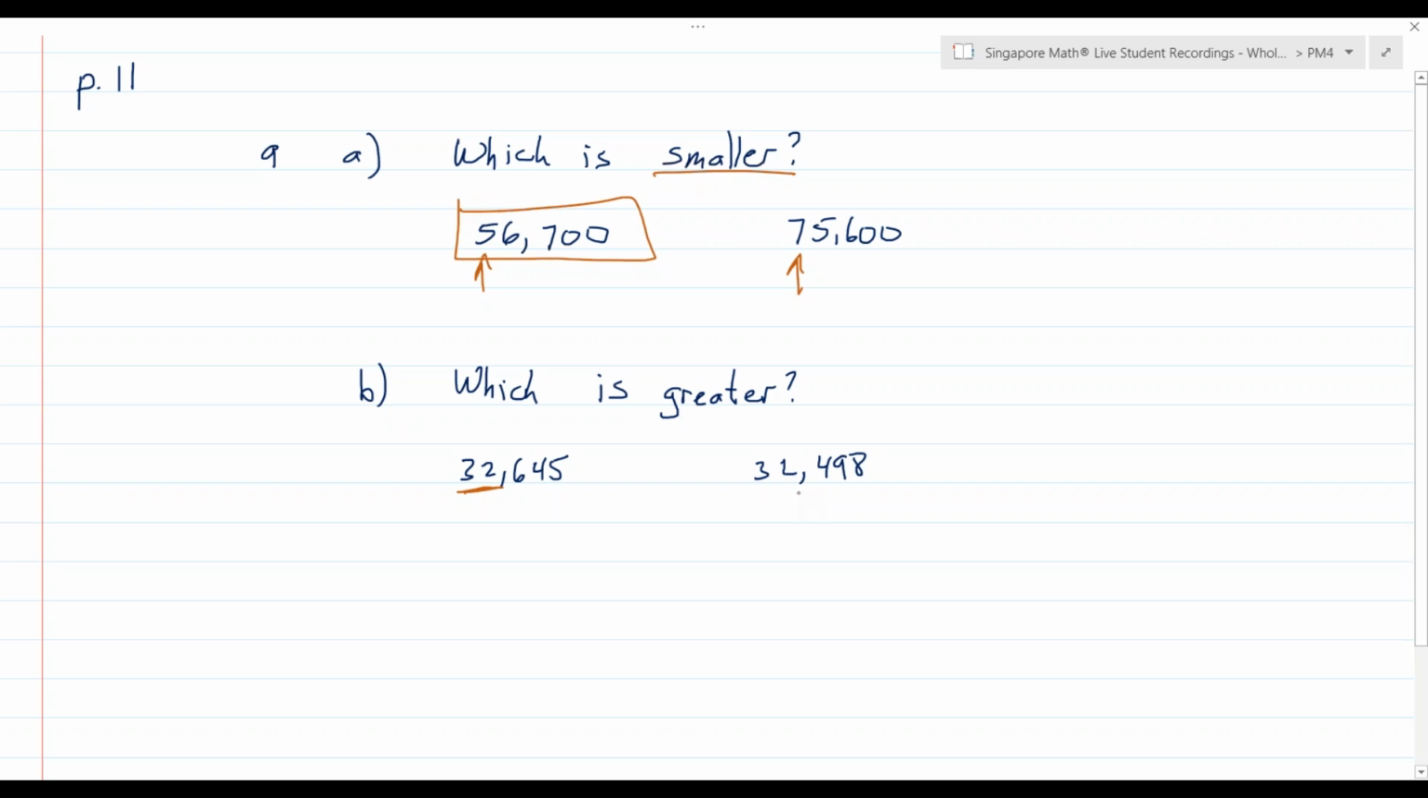Notice that both of them start with 32 thousands. Then this number has 6 hundreds and this number has 4 hundreds. Regardless of what comes next, 600 is going to be greater than 400. So we're for sure convinced that 32,645 is greater than 32,498. And that is all you need to do to be ready to work exercise 3.